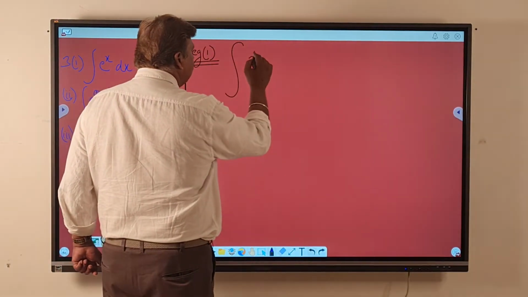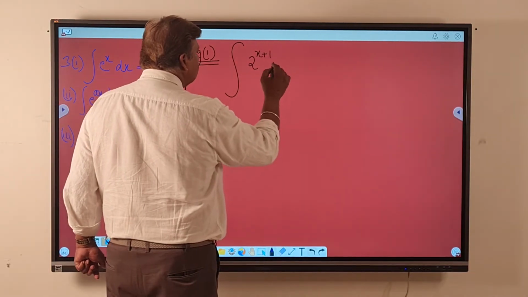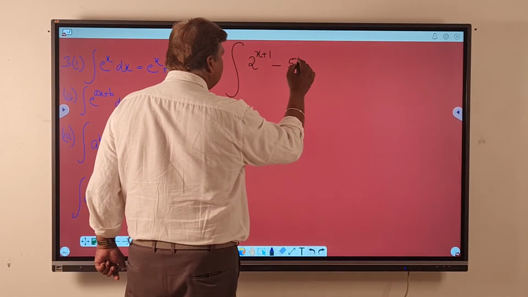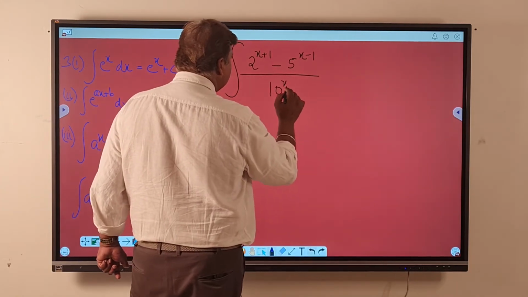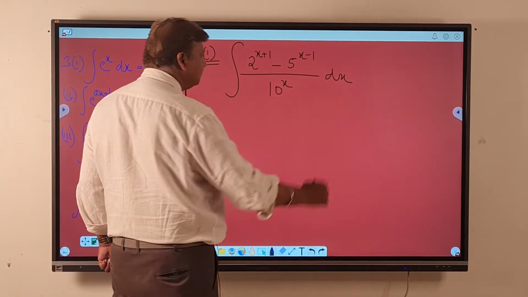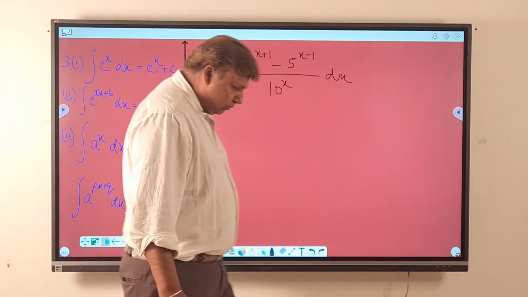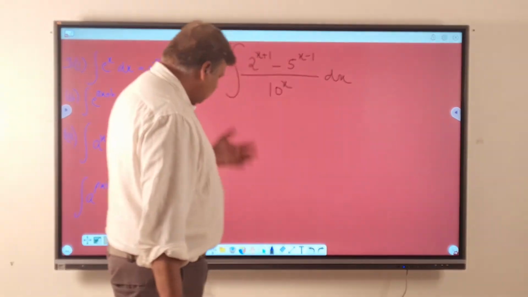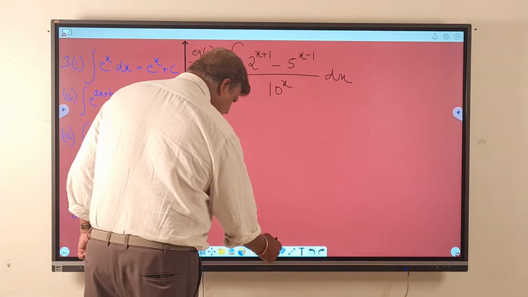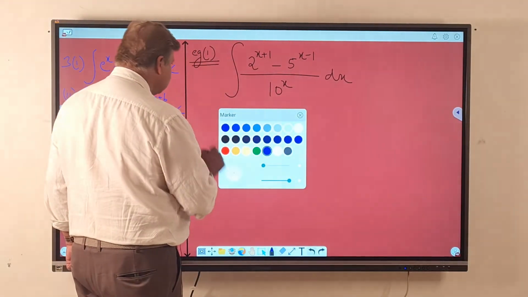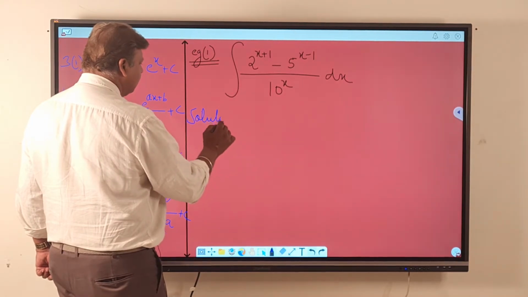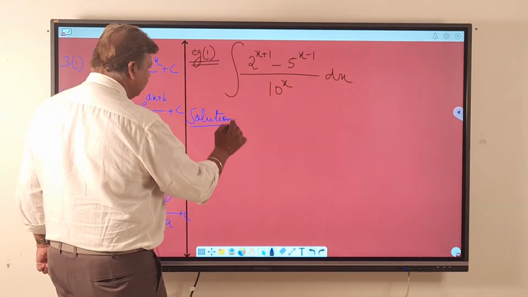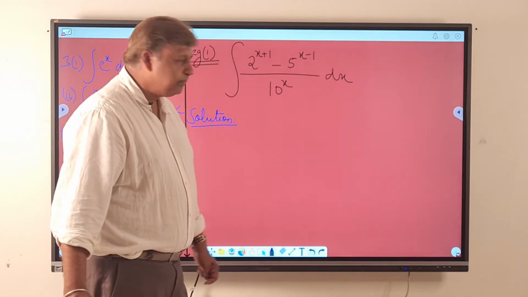So you have the integral of (2 raised to power x plus 1 minus 5 raised to power x minus 1) upon 10 raised to power x. How do you integrate? Yes, students, the question is simple enough if you see that it can be done. Now you all have to try it by yourself. In the meantime, I'll solve it.